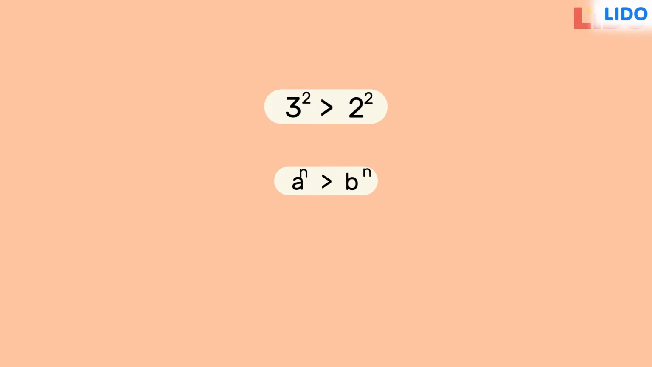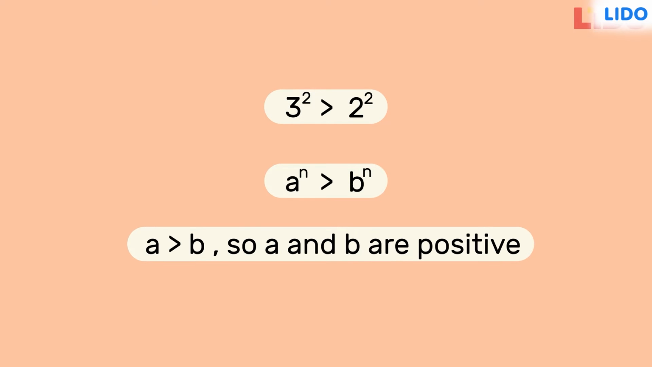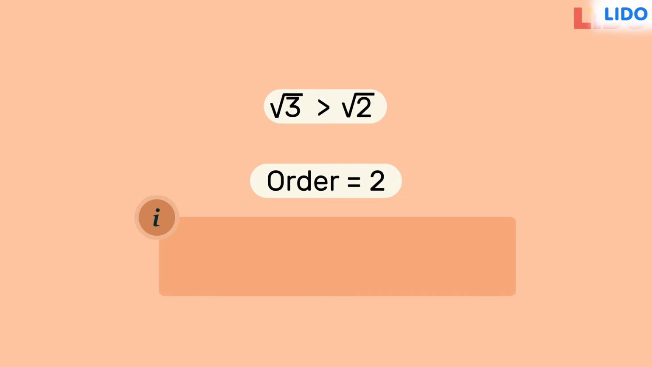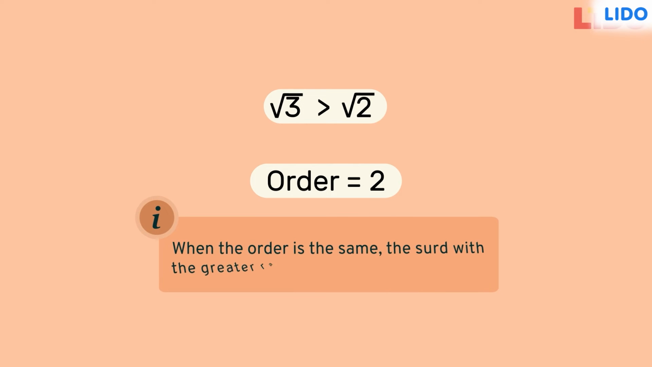So when we have two numbers written in the exponential form, we need not evaluate them every time we want to compare them. Now if these numbers are surds, the methods wouldn't change. For instance, if we have root 3 and root 2, we know that root 3 is greater than root 2 because 3 is greater than 2. We were able to compare these two surds because they had the same order. The order here is 2. So when we are comparing two surds of the same order, the surd with the greater radicand is greater.